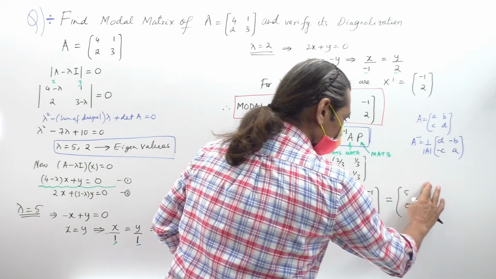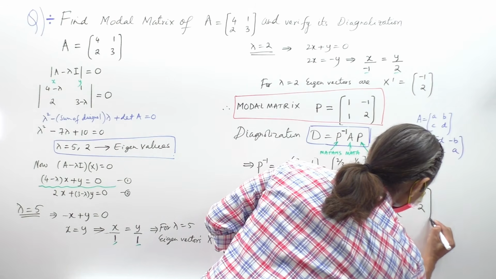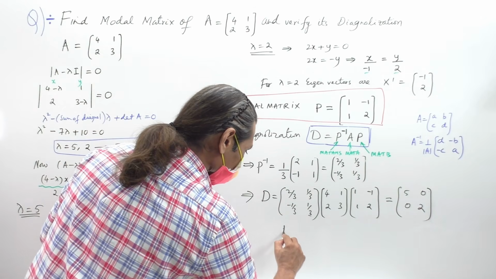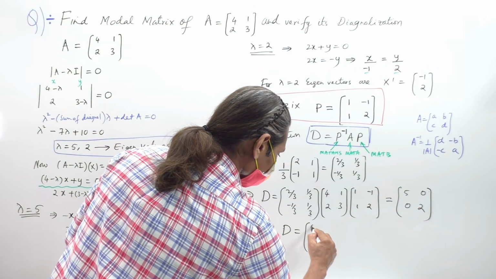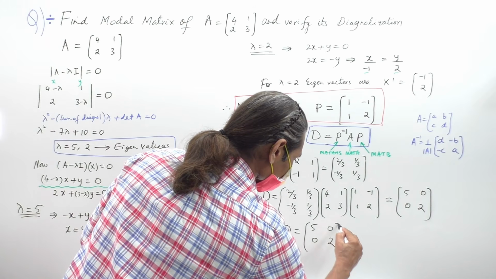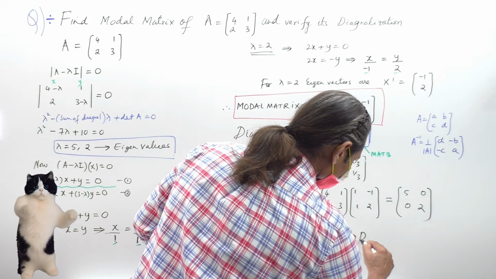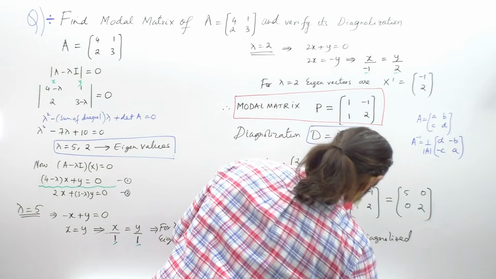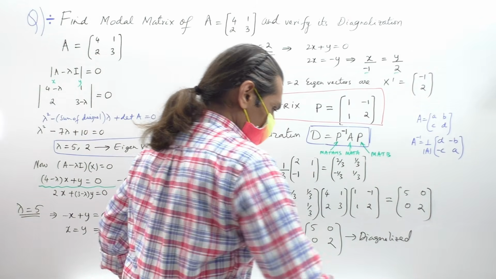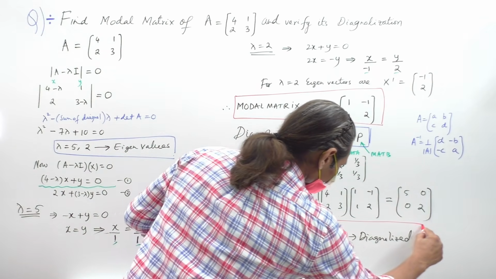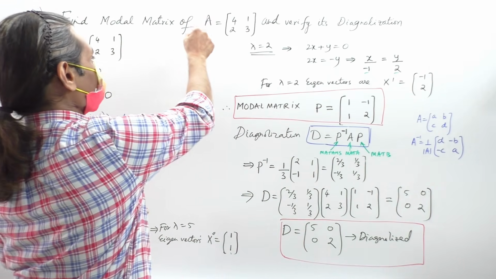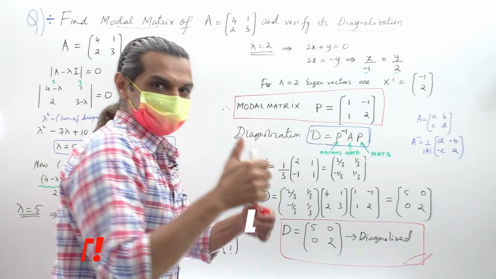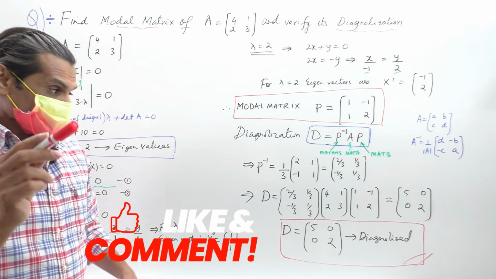Diagonalization means the diagonalized matrix has only the elements along the principal diagonal, and the rest are all 0. Therefore, the diagonalized matrix verified is 5 0 0 2. That is, it is diagonalized. The matrix is diagonalized. That's all. So this is the solution. As per the question, we have found the modal matrix, then we verified its diagonalization. That's it.